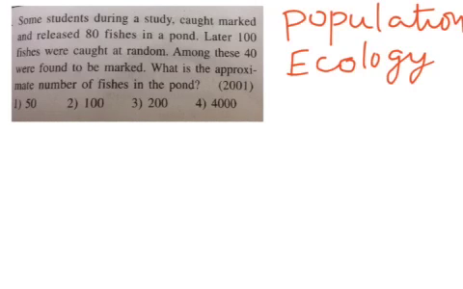Here you see the problem from population ecology. Some students during a study caught, marked and released 80 fishes in a pond. Later 100 fishes were caught at random. Among these, 40 were found to be marked. What is the approximate number of fishes in that pond? It was a question from 2001 APMT.